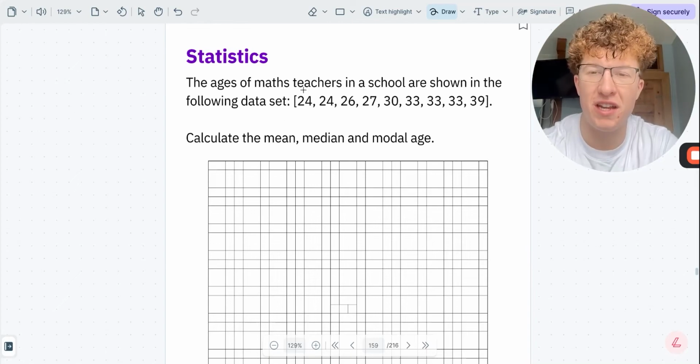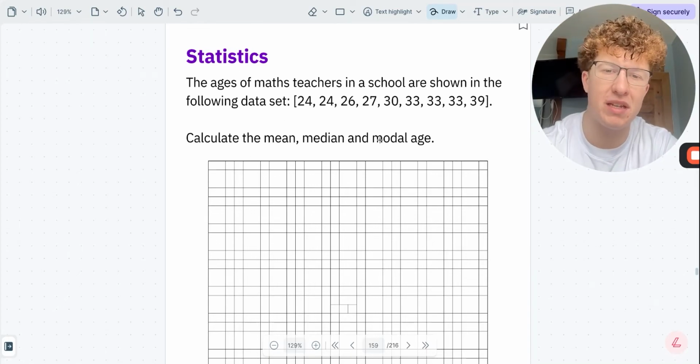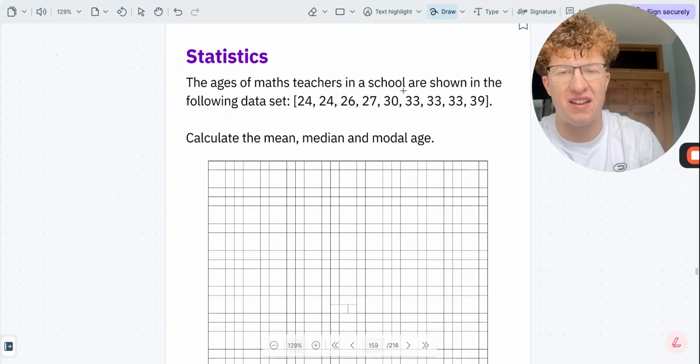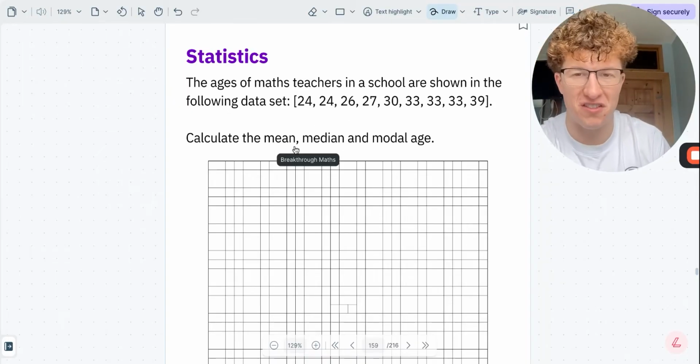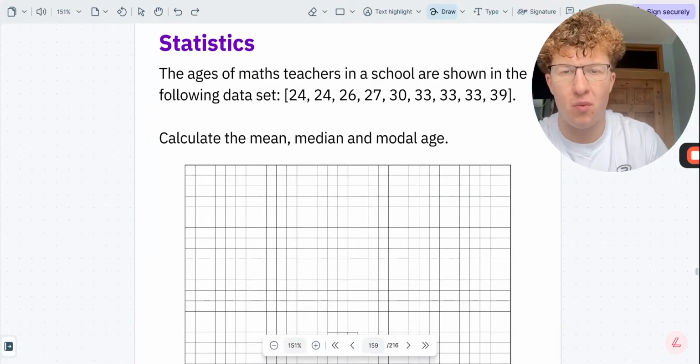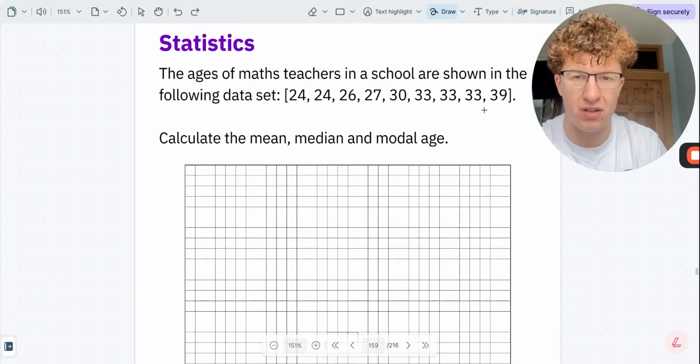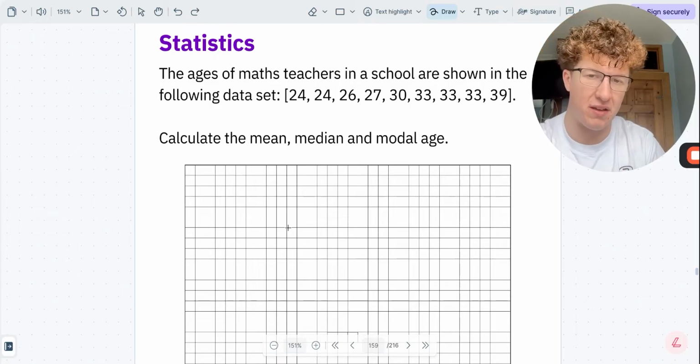Okay, so this question here is asking us to get the mean, median, and modal age of this data set here. So first thing we're going to talk about is mean. Mean is just the same thing as average. So what we're going to do to get the mean, you just add up all these numbers and you divide them by the amount of numbers there.